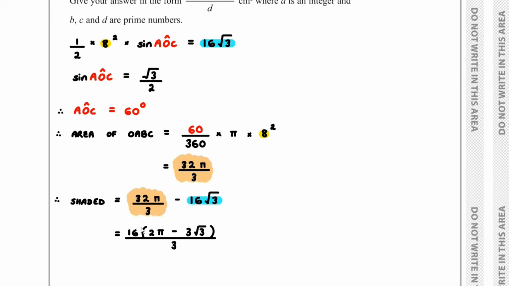And here you will find 16 is an integer, the 2 and the 3 are prime numbers. We found the shaded area in the required form. The shaded area is equal to 16 multiplied by 2 pi subtract 3√3 all over 3.